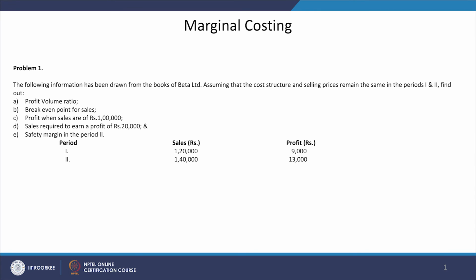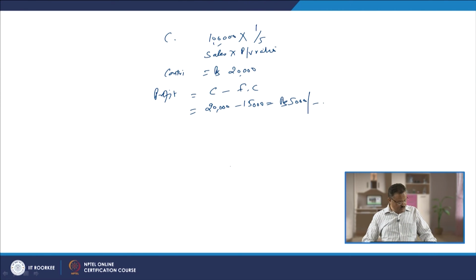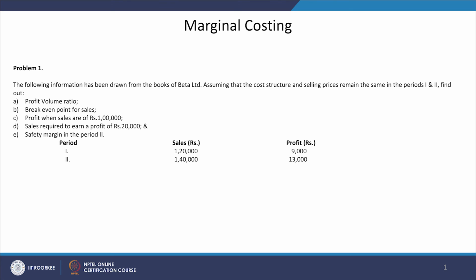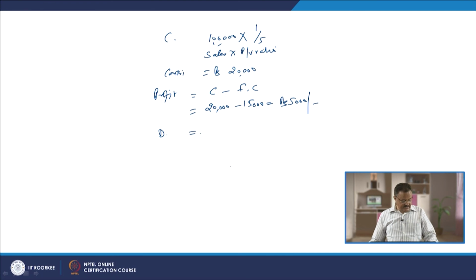So, what was the question here? The question was the profit when the sales are 1 lakh rupees. So, the profit will be 5,000 rupees. Next question we have to answer, part D, is the sales required to earn a profit of 20,000 rupees. So, we have to calculate the sales required to earn the profit of 20,000 rupees.